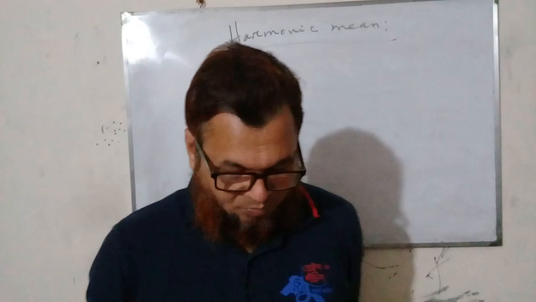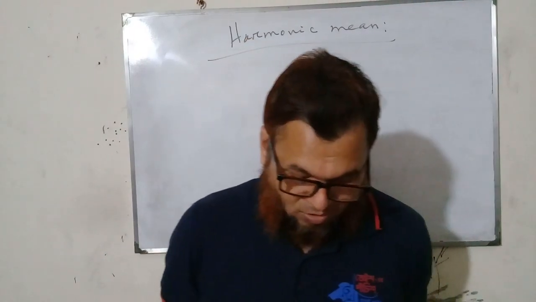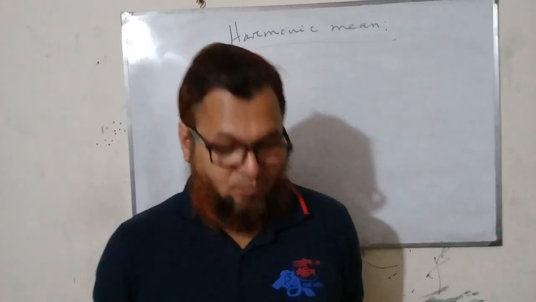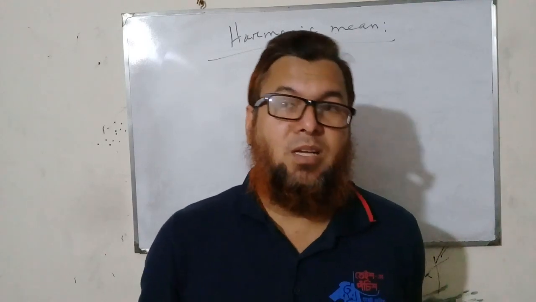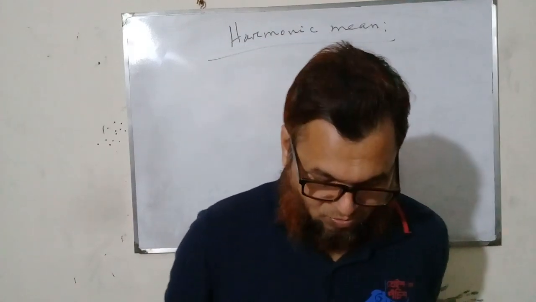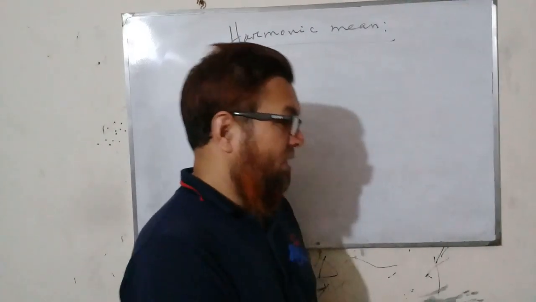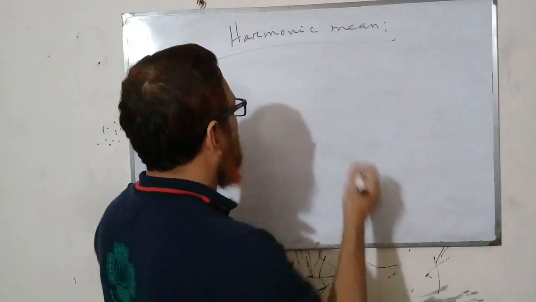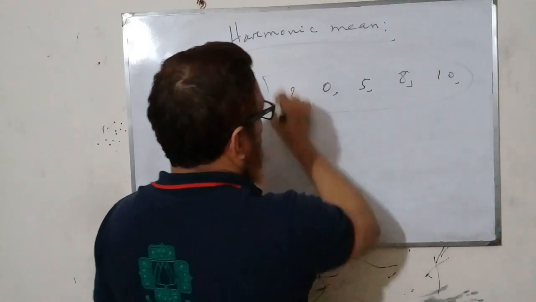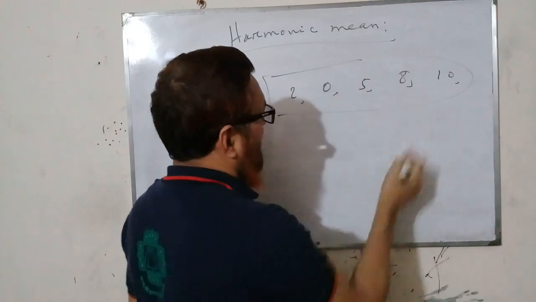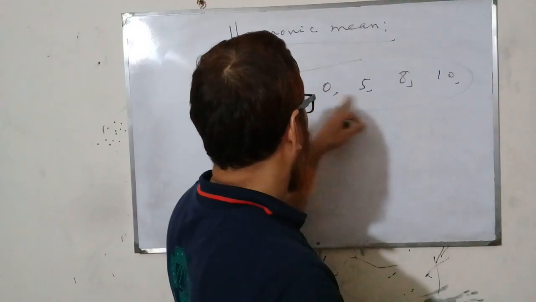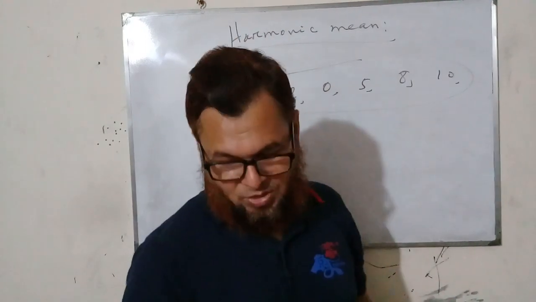Demerits: it is not easy to calculate. It is not easy to understand. It is not calculated if any observation is 0. That is, if any observation of the series is 0, for example 2, 0, 5, 8, 10, in this case we cannot use the harmonic mean because one observation in the series is 0.